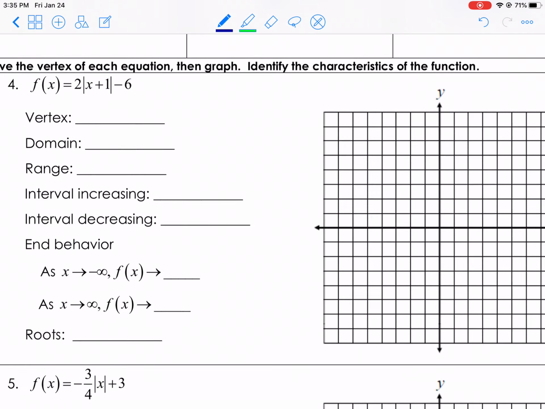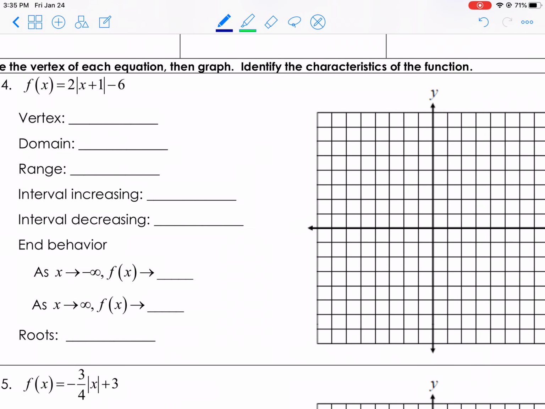Okay, right here, they're giving you an absolute value equation. It's your job to find the vertex. Look inside the function, inside the absolute value marks. We want the number we would plug in for x that would make that expression equal 0. So x plus 1, what would x have to be in order to make that equal 0? It would be negative 1.